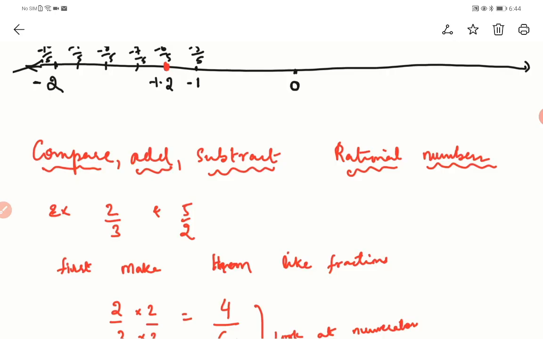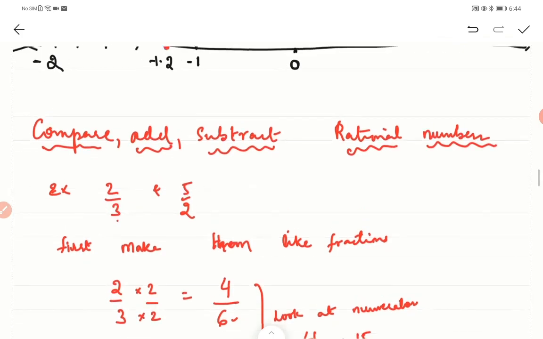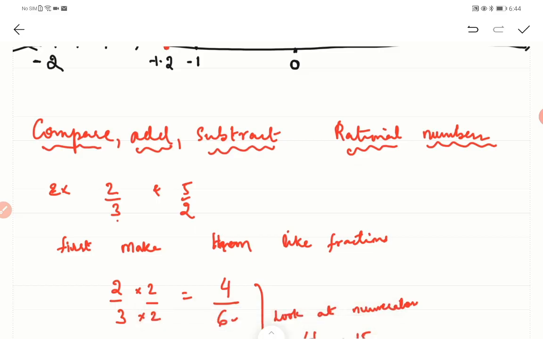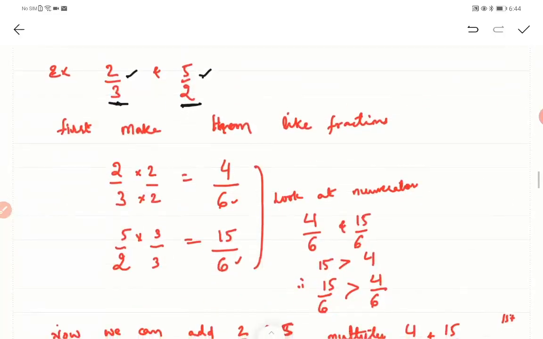You will have to convert the unlike rational numbers to like rational numbers. So in this example we have 2/3 and 5/2. Okay, they are unlike rational numbers, right? So what you will do, you need to first convert them into like. We were doing this by just finding the multiples of these two, right? And that is, in the denominator you need to get the same number.